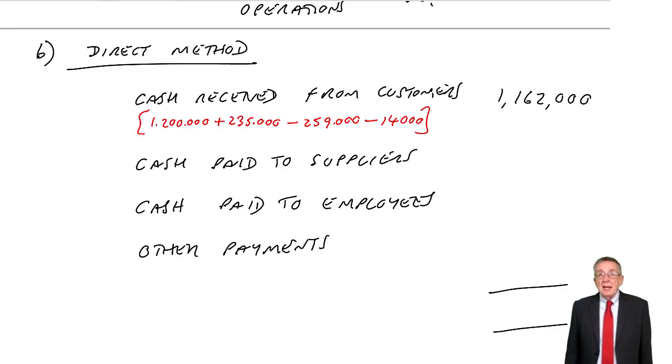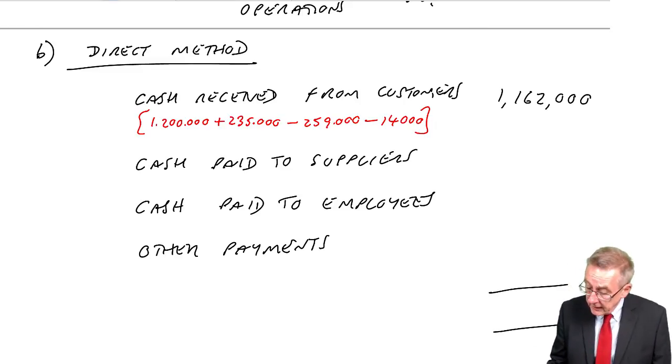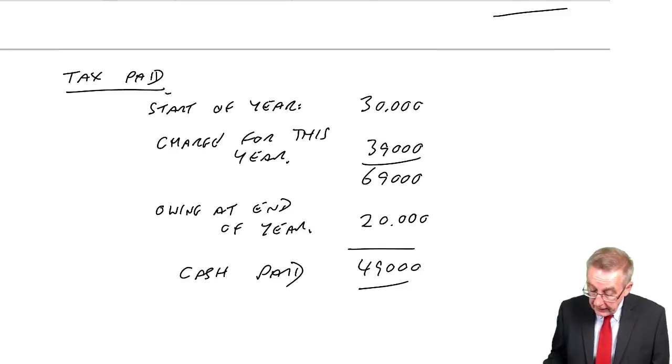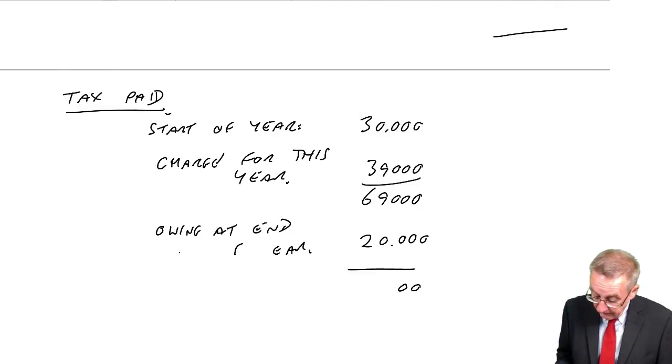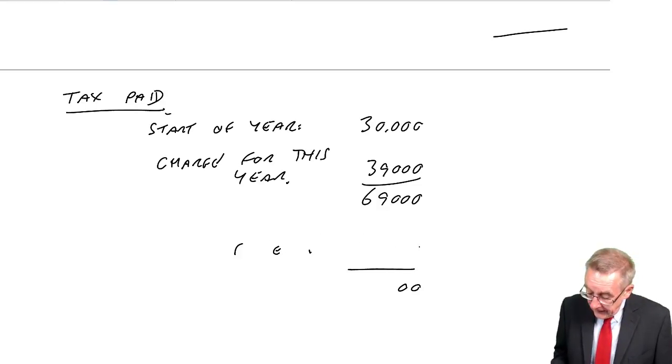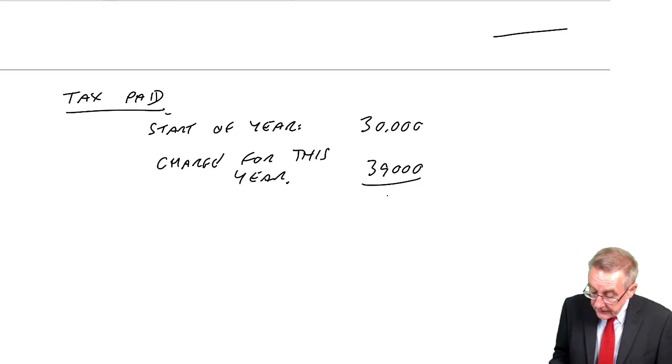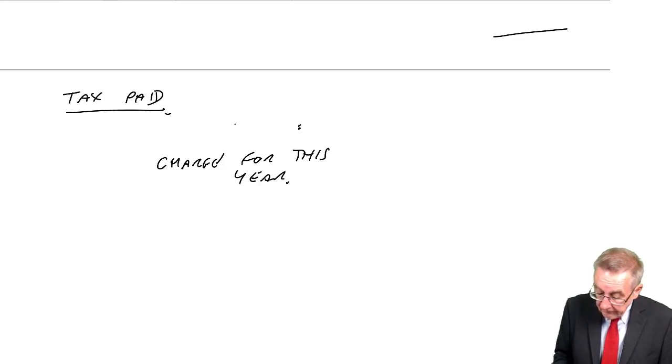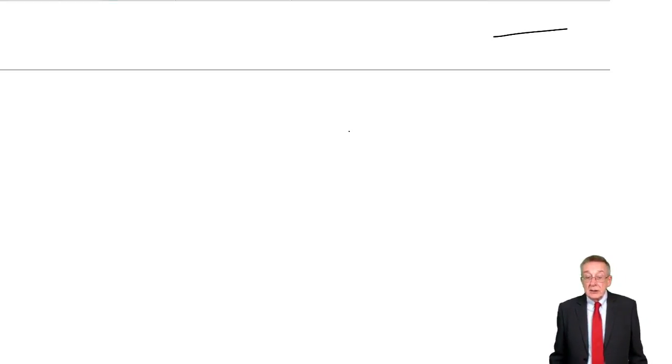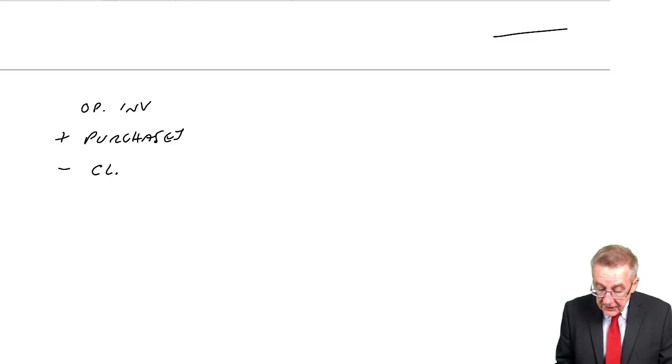What about cash paid to suppliers? Now here I'm going to have to do workings separately. Sorry, that was the workings from the last lecture. Let me remove it. Because to get the cash paid to suppliers, I'm going to need to know what we bought this year. And how am I going to get to know what we bought this year? We are told the cost of sales. Now remember, the cost of sales is the opening inventory plus the purchases minus the closing inventory.